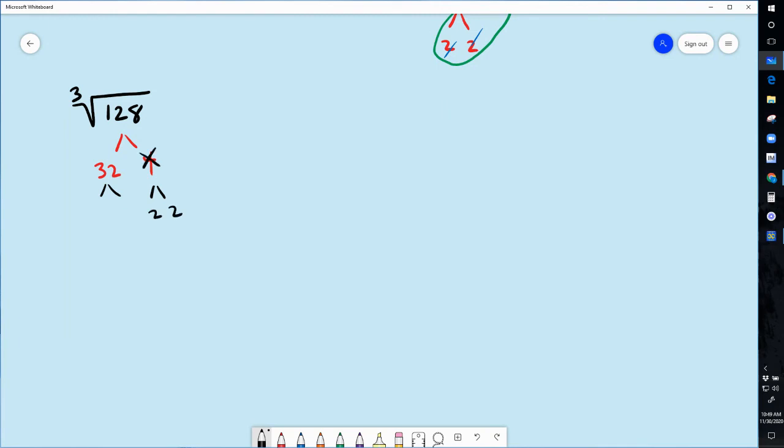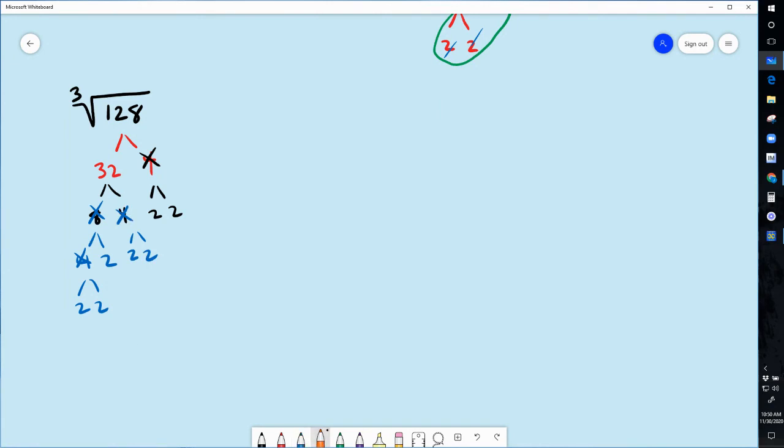Cross that off. 32, I could divide that. That could be 8 and 4 if I want it to be. It doesn't really matter. And 8 can go down to 4 and 2, and then 2 and 2. Cross that off, and this 4 is also 2 and 2. Okay, so I have a whole bunch of 2's.